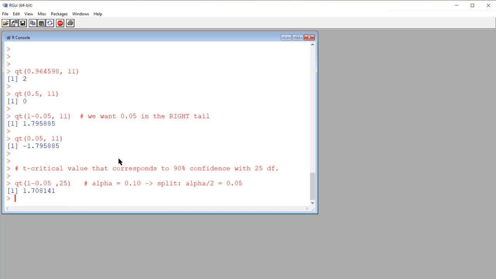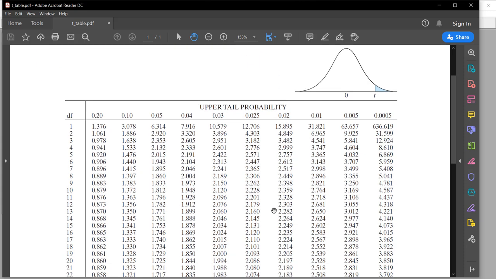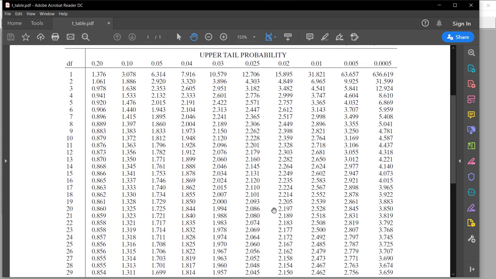Let's go validate that with the T table. So I'm going to pop open the T table now, and we're going to look at 90% confidence, or 0.05 in the upper tail, with 25 degrees of freedom. Okay, so 25 degrees of freedom, scroll down. Upper tail probability, 0.05, and you will see that that matches the value that we had from our QT function in R.